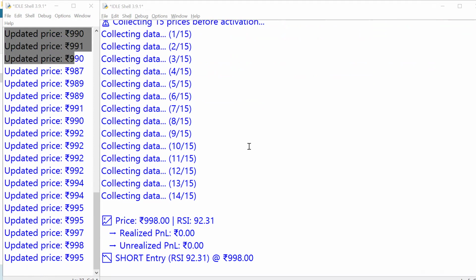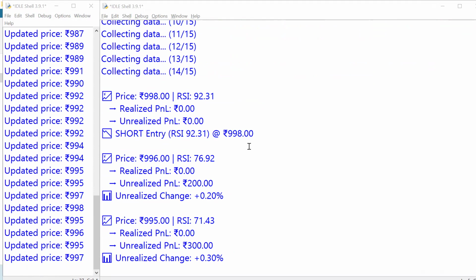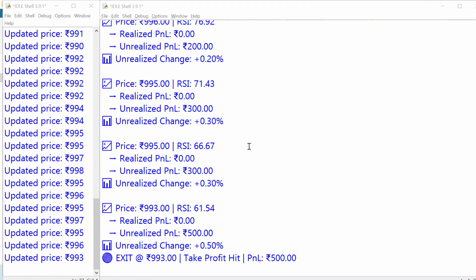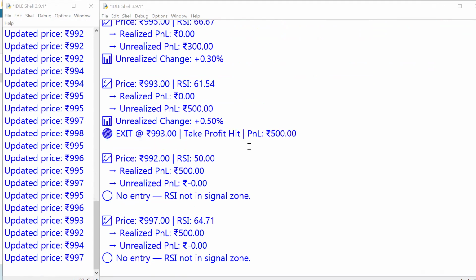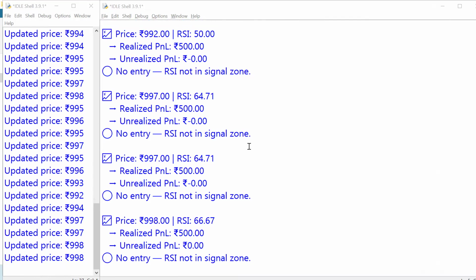The RSI has been calculated and we have taken a short entry because the RSI is 92.31. We have taken a short entry at the value. We have taken the profit also. If the value changes, it suddenly takes the profit also. Again, the RSI is 64. So it's saying no signal for RSI because I kept a logic of 70 and 30.